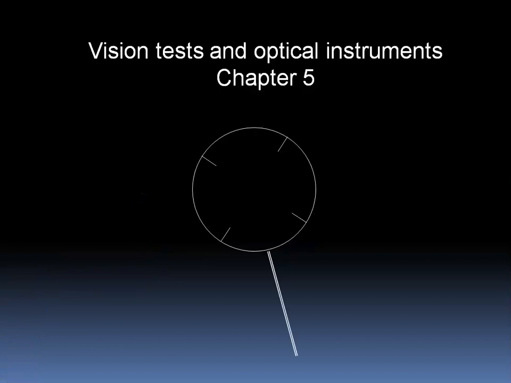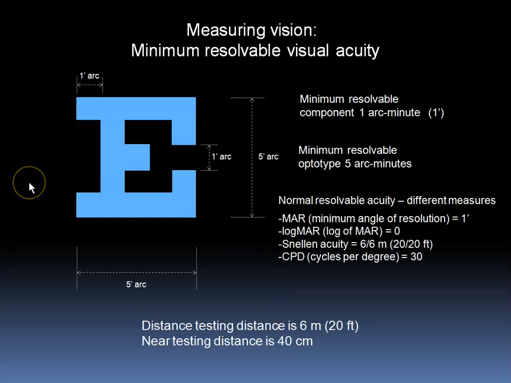Chapter 5. Vision Tests and Optical Instruments. Here we see how to measure vision using optotypes. The minimum resolvable visual acuity is 1 minute of arc. 1 minute is 1/60th of a degree. An optotype typically has 5 minutes of arc with segments of light and dark of 1 minute of arc each. The minimum resolvable optotype is 5 arc minutes, and the minimum resolvable components are 1 minute of arc.